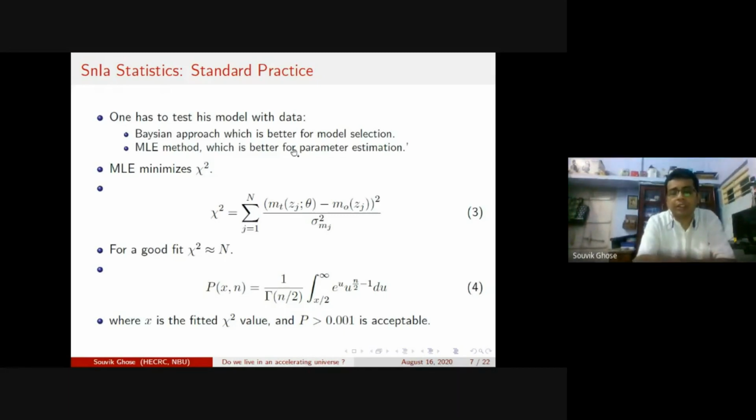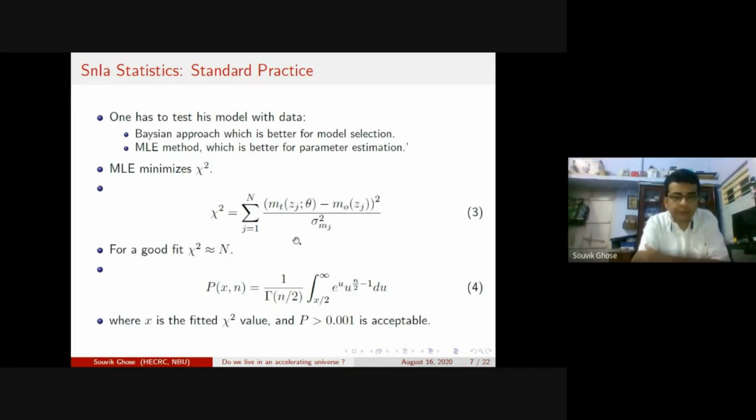So they define a chi-square function, which I have elaborated with the apparent magnitude. This is the theoretically obtained apparent magnitude depending on the model. The theta is the measure of model parameters. The theta can actually contain many parameters; the model can have as many parameters as you may like. These are the observed apparent magnitudes, and these are the errors associated with the observation.